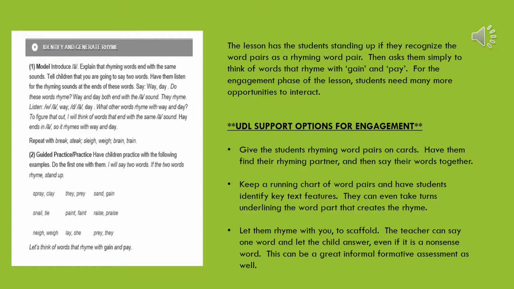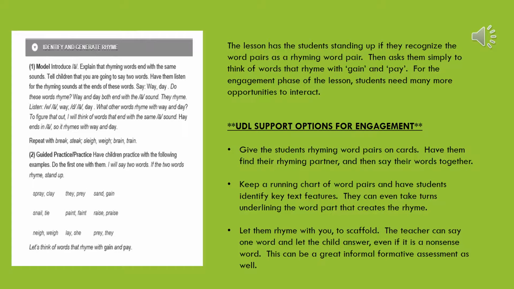The guided practice section of the lesson has the students standing up if they recognize the word pairs as a rhyming word pair. Then ask them to simply think of words that rhyme with gain and pay. For the engagement phase of the lesson, students need much more opportunity to interact.